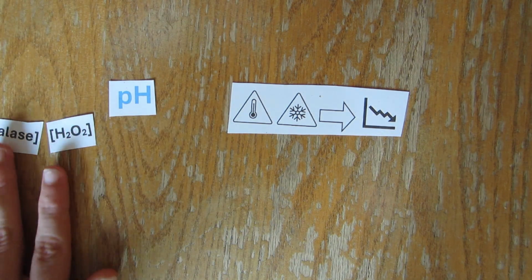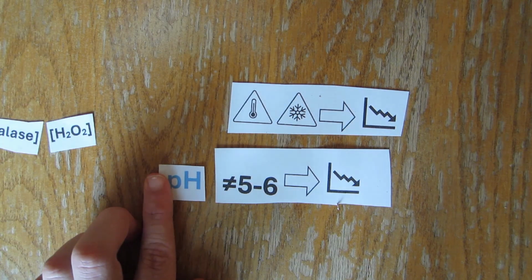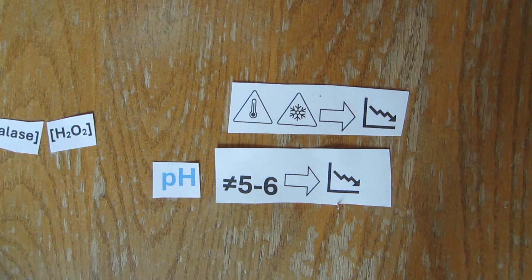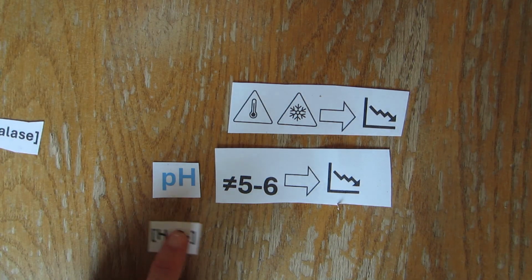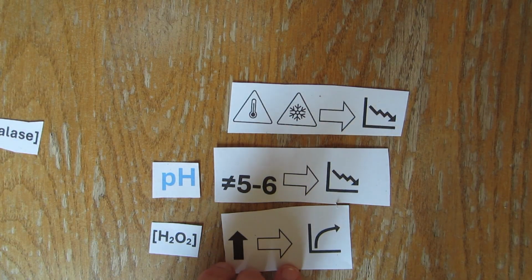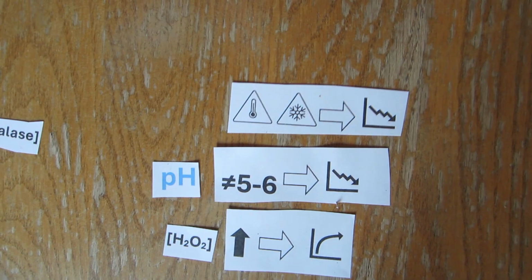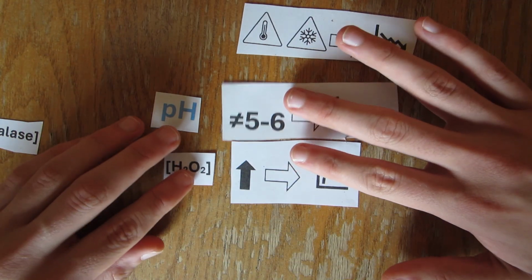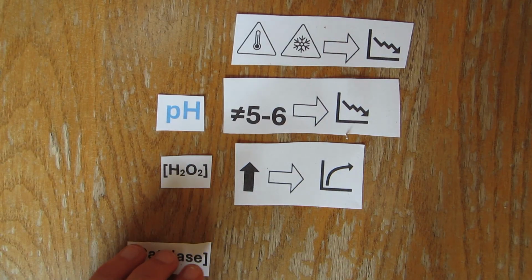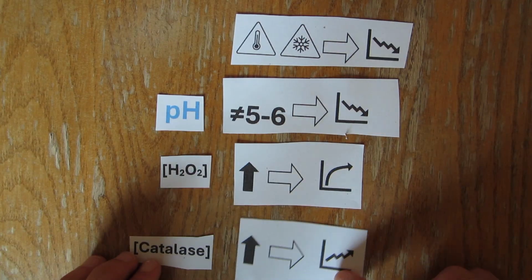Our second hypothesis is that if the pH is not like that of a potato, so about 5 or 6, it will decrease in reaction rate. Our third hypothesis is that if the substrate concentration is increased, the enzyme will increase in reaction rate up to a point and then level off. And then part 4, our fourth hypothesis: if the enzyme concentration is increased, the enzyme will increase in reaction rate.